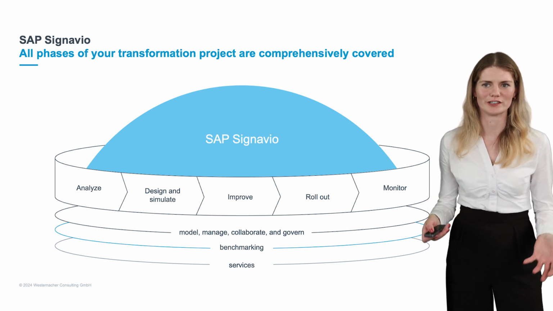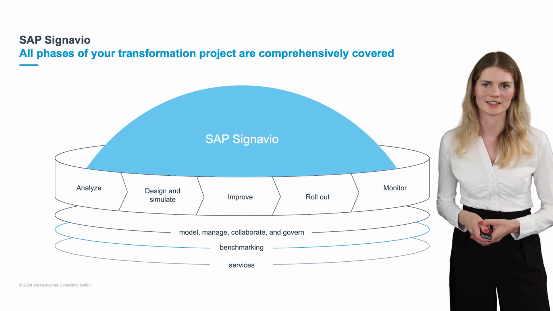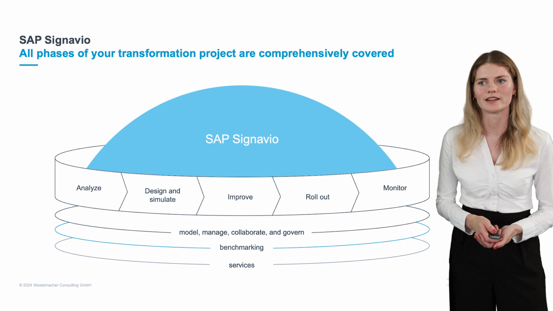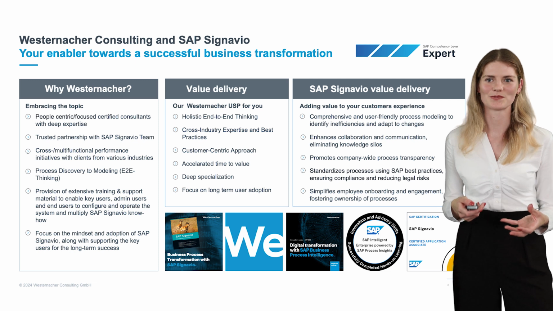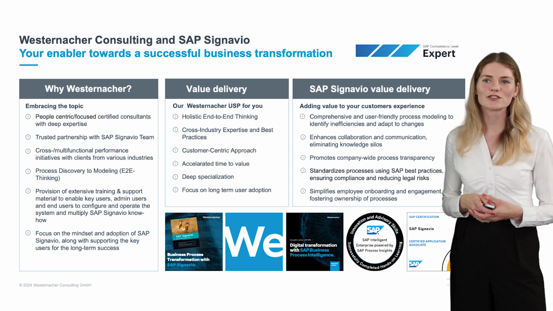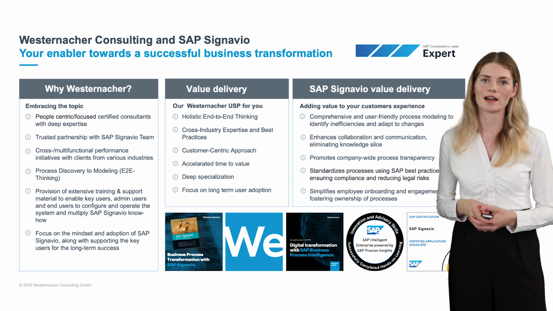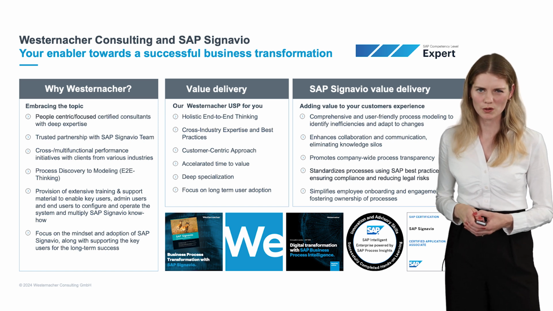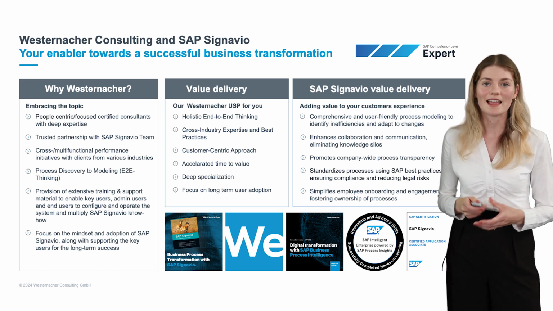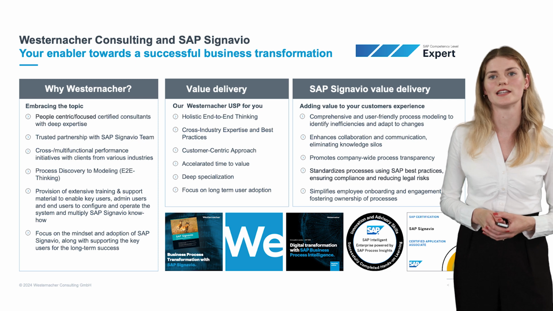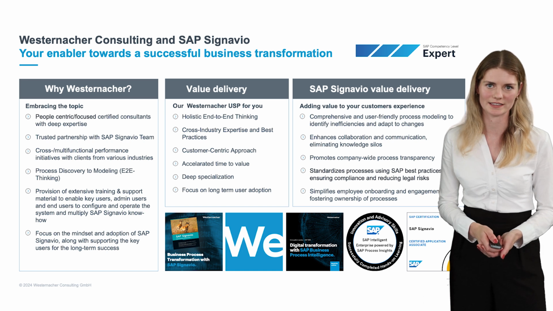So, what have we learned so far? SAP Signavio is a tool set which covers all phases of your transformation project. For example, we can consult benchmarks or we can model processes with SAP Signavio. So why should you choose Westernacher? We are the best choice for your transformation since we focus on people. We have the SAP competence level of an expert and a trusted partnership with the SAP Signavio team. We also offer a holistic end-to-end thinking and focus on long-term user adoption. SAP Signavio will add value to your company since it's, for example, user-friendly process modeling or it generates process transparency.